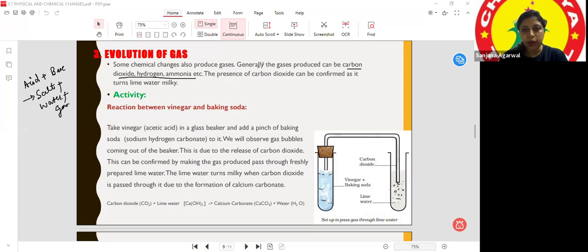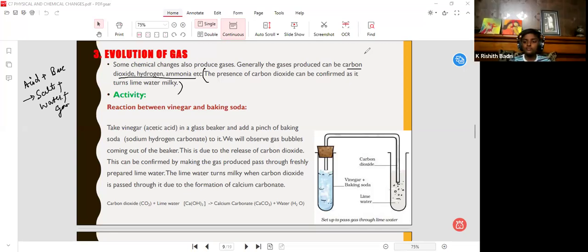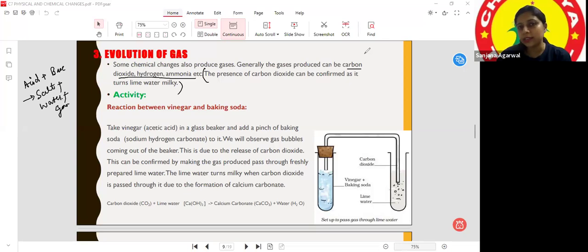The presence of carbon dioxide can be confirmed. The tests are written in the next slide. Please don't check for hydrogen, but if you want to check carbon dioxide gas, you can do it by bringing fresh lime water near it. This can also be done when you open the cap of cold drinks or soft drinks. We get a fizzing sound, and that gas is also carbon dioxide. You can test it by bringing fresh lime water near it. If you find it turning milky, then carbon dioxide is confirmed.